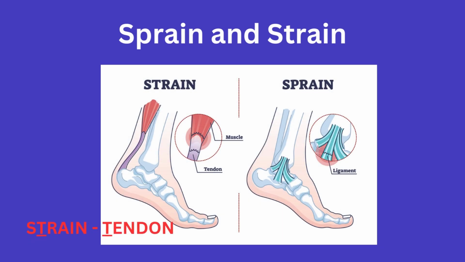Next is sprain and strain. Sprain refers to the stretching or injury of ligaments, which of course connect bone to bone, whereas strain refers to the stretching or injury of tendons, which connect muscle to bone.